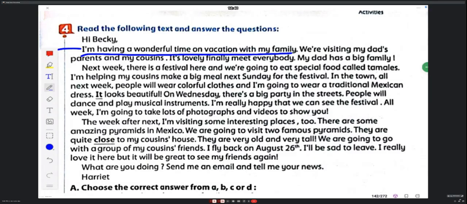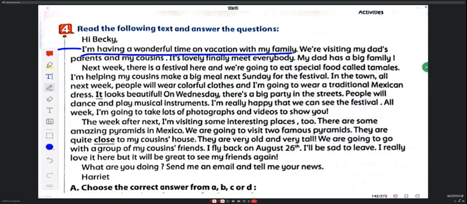In the town, all next week, people will wear colorful clothes, and I'm going to wear a traditional Mexican dress. It looks beautiful. On Wednesday, there is a big party in the street. People will dance and play musical instruments. I'm really happy that we can see the festival all week. I'm going to take lots of photographs and videos to show you.